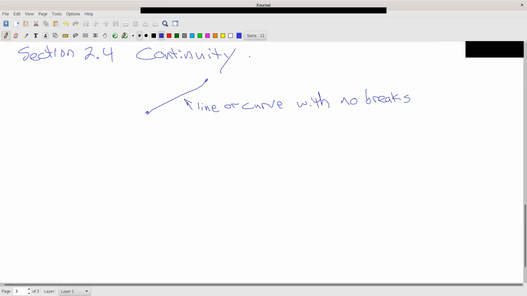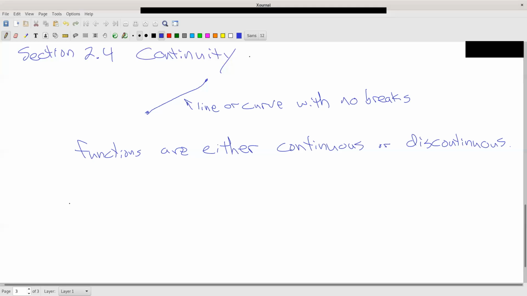And either a function is continuous or discontinuous. So functions are either continuous or discontinuous. And most of the functions you've seen in your career are continuous for the most part, but once in a while some weird stuff happens. So examples of continuous are linear functions. And linear functions are a part of a more general class of function called polynomials.